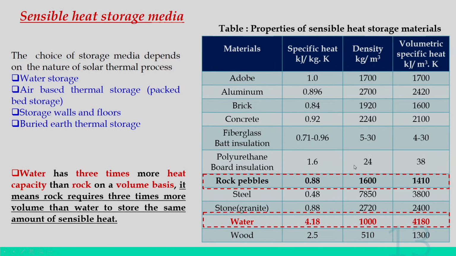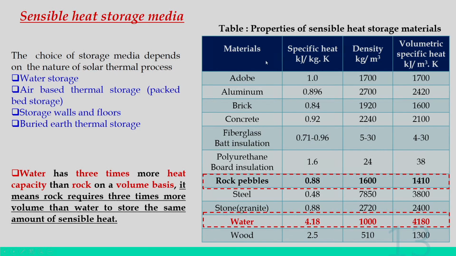The table shown here gives the properties of sensible heat storage materials. Different kinds of materials are used for storage of energy. The first column is the material, the second column is the specific heat, and the third column is density. If we multiply specific heat and density, it becomes heat capacity. That is the volumetric specific heat, represented in kilojoule per cubic meter per Kelvin.